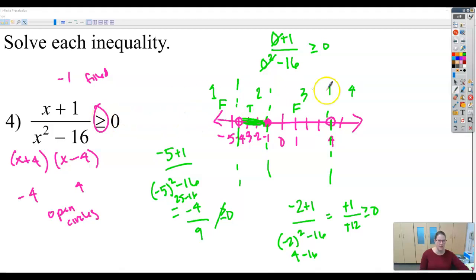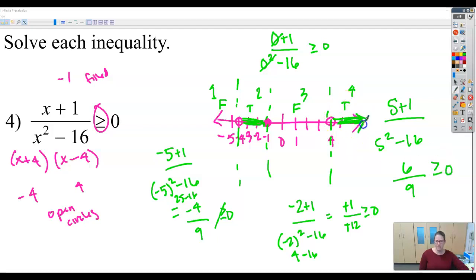So let's put 5 in there. So 5 plus 1 over 5 squared minus 16 is 6 over 9, which is greater than or equal to 0. So this one is true, and I would shade that. So my solution interval goes from negative 4 to negative 1 with a square bracket around negative 1. And then again picks up at 4 and goes to infinity.